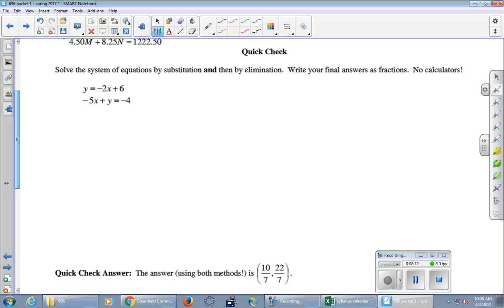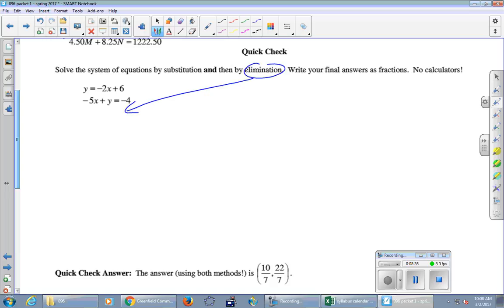So here we go. Solve this system of equations, those two equations right there, by substitution and then by elimination. So we're going to do this same problem twice, two completely different ways, hopefully to get the same exact answer both times. I know it says substitution first. Let's do the elimination method first.